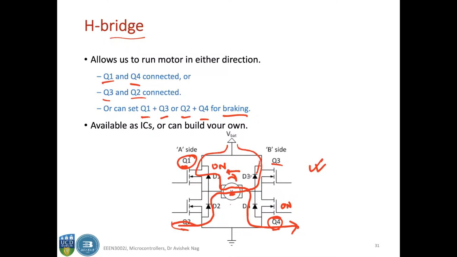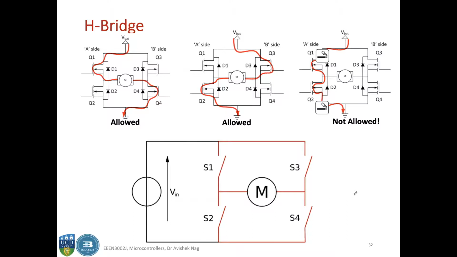Okay, and this Q1 and Q4, they cannot be on at the same time. Those are forbidden states, because that will behave as the entire A side being short circuited, and similarly if Q3 and Q4 are connected, then the entire B side will be short circuited. So there are available ICs that implement this HBridge, or you can build your own circuit like this as shown here. So here are the different states of the HBridge as I just explained.